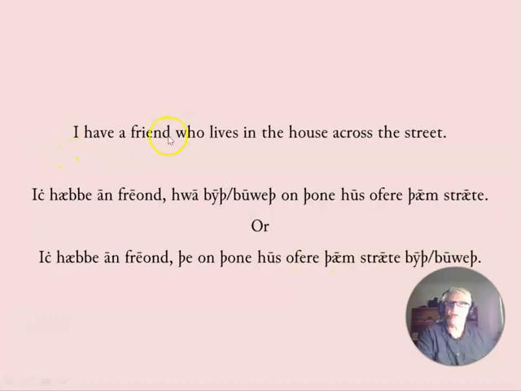Keep going. I have a friend who lives in the house across the street. Ich habe an Freund hawa booth on thona hus over tham satarate. Okay, now booth or booth, either one of those is the same. Who lives in the house over the street, across the street. Or we could say, ich habe an Freund, der on thona hus over tham satarate booth booth.